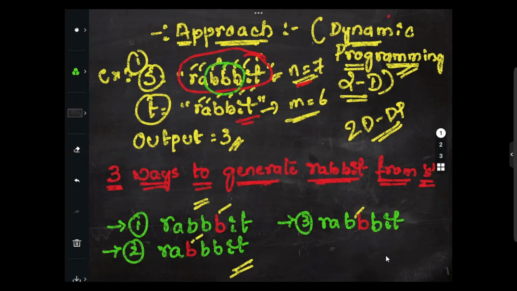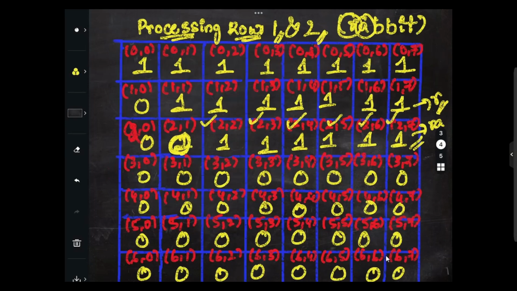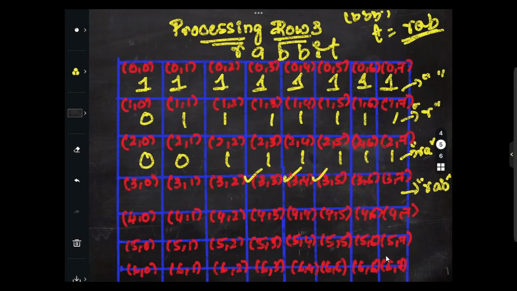We are considering RAB. We have 3 ways, right? So we have multiple ways. RAB can be formed in multiple ways from S. DP of 3 comma 3, DP of 3 comma 4 and DP of 3 comma 5 are updated. S of 2 is B, we know that one, and S of 3 is also B, and S of 4 is also B. Here we have 3 different ways, right, to match T of 2, nothing but B here.